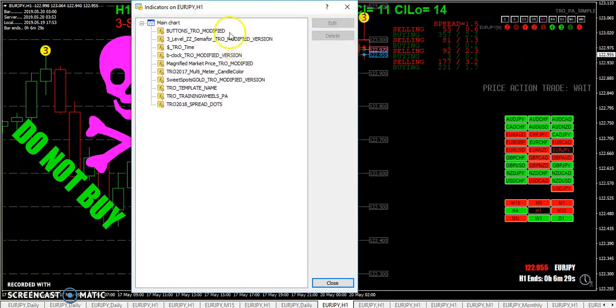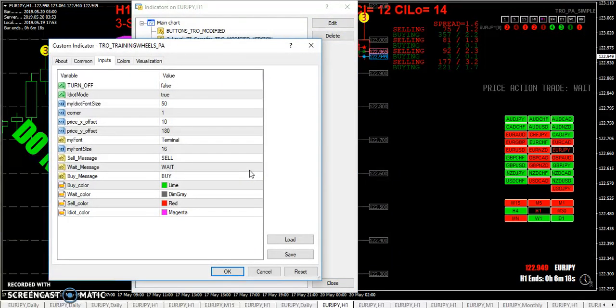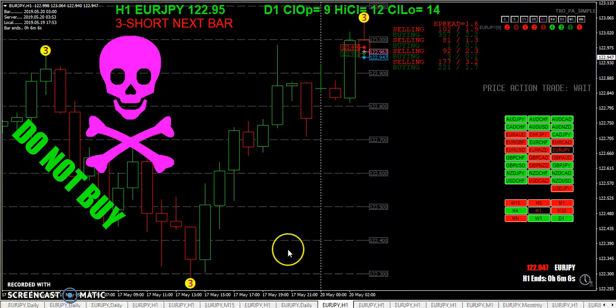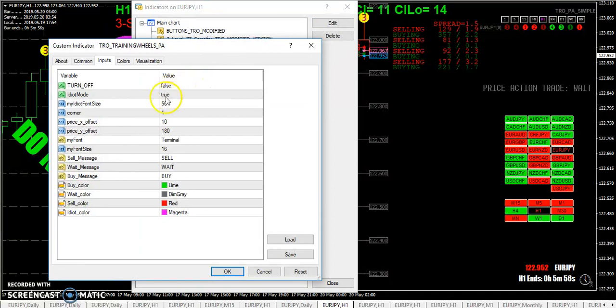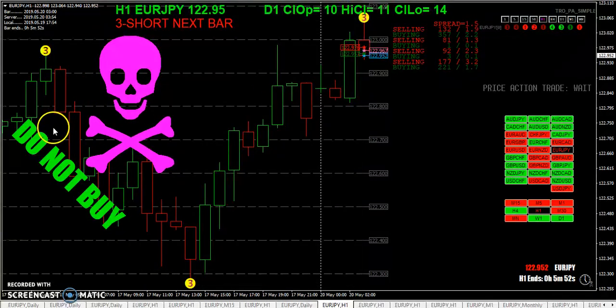And let me just go ahead and show you the indicators used here. Now, somebody was asking me about the training wheels, what they mean, but I can't remember exactly which training wheels they were asking me about. But usually for price action, it's just telling you what to do based on the current price action. And I guess one other thing I should mention here with the price action, we do have the idiot mode turned on. So it's saying do not buy. So if you buy, you are an idiot.